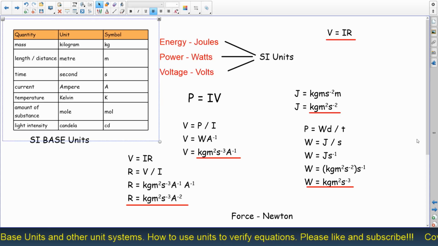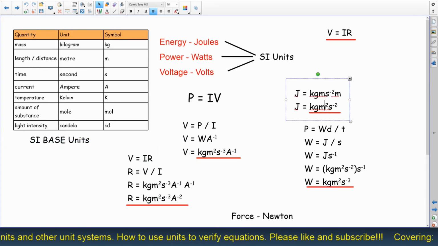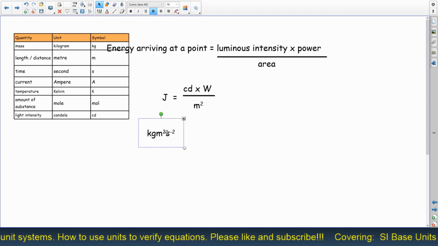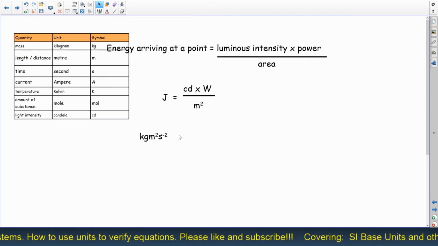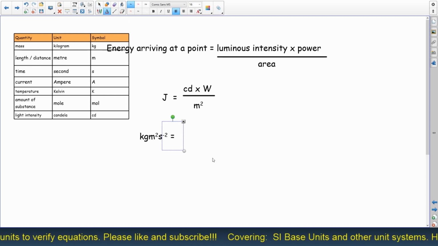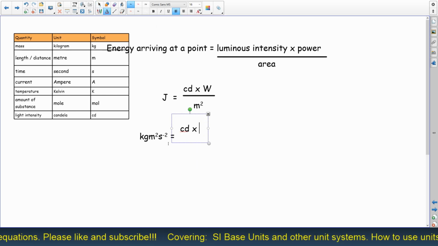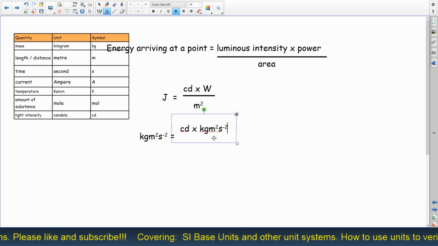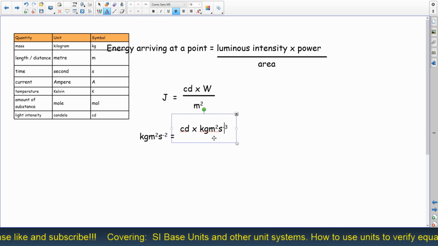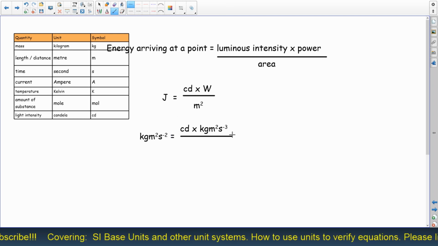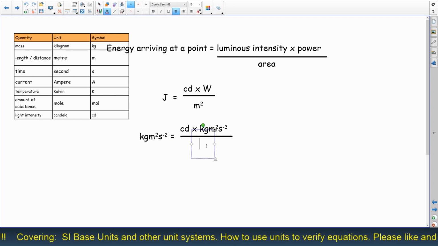We have the unit for joule. Let's go and grab that. There it is there. We'll just plop that in here. That's the joule. And that's going to have to equal a candela multiplied by the unit for power, which was the unit for energy, just with an extra divided by time on it. And we're going to divide that by meters squared.